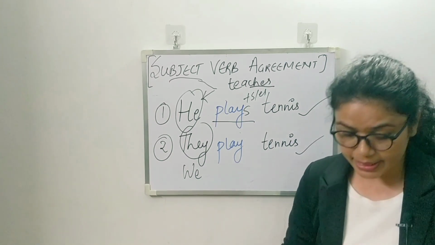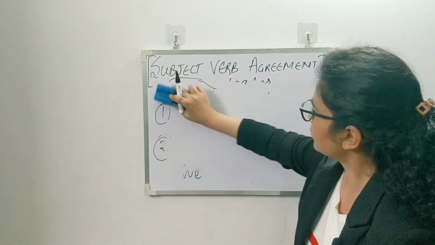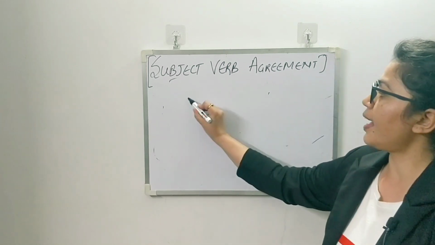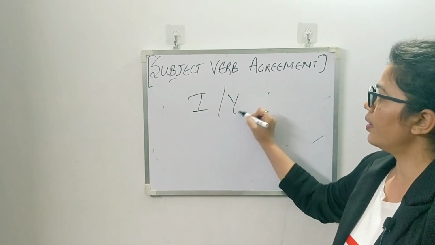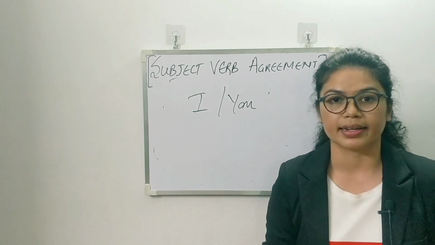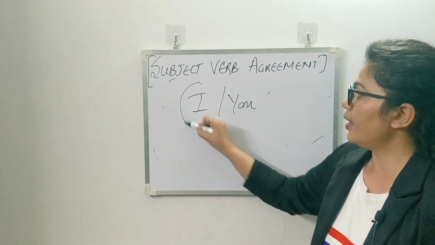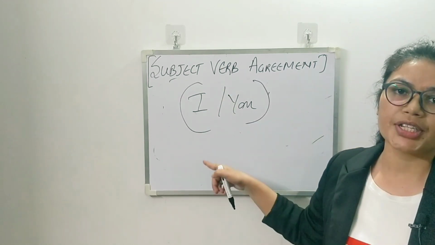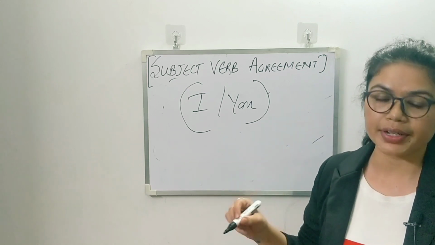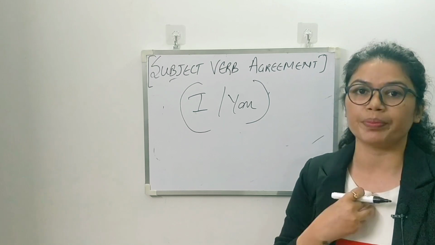Now, there's another thing that I want to discuss which is very important. In a scenario wherein your subjects are I or you. So for example, I say, I like English, I teach English. I and you are always treated as plural. Hear me out again. It is always treated as plural, which means I know I is single. It is just me, one person.